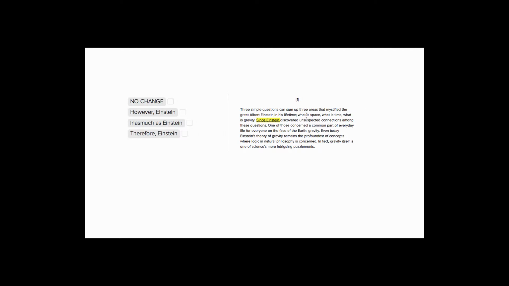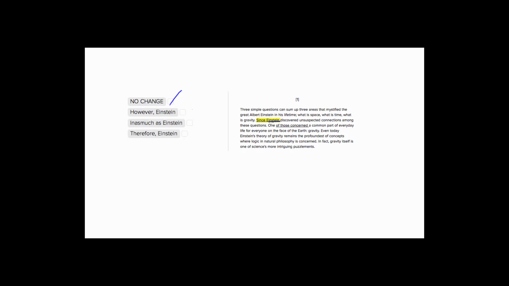Okay, so our first answer choice uses this "since." So we have, "since Einstein discovered unsuspected connections among these questions." This sounds like a really great start to a sentence, but with a "since," it's a dependent clause, so you'd need "since Einstein discovered," then something else happened. So since this "since" clause can't stand alone, it's a fragment, that's not going to be good. So let's eliminate that answer.